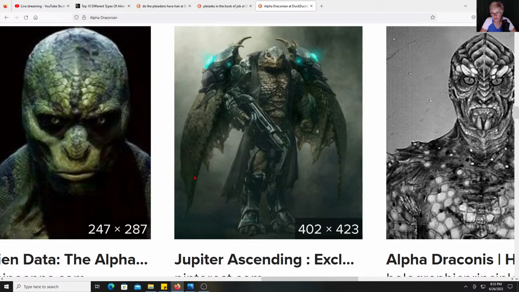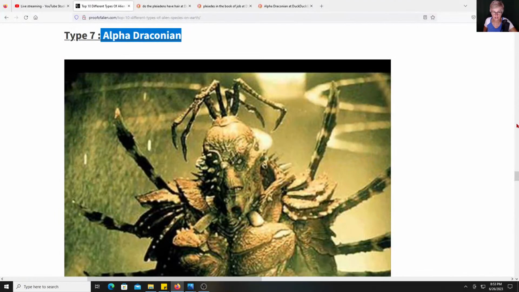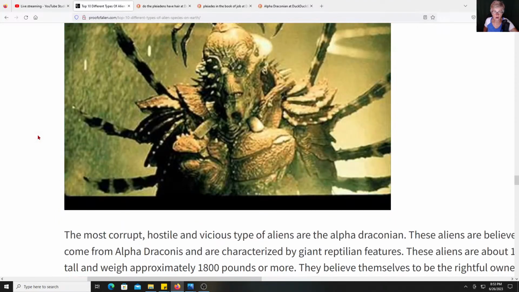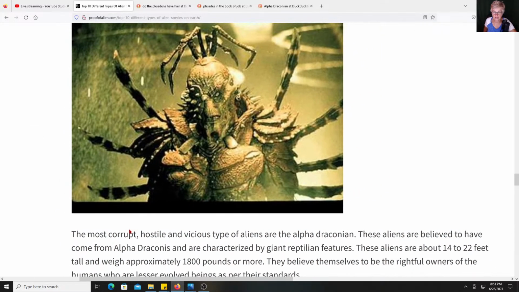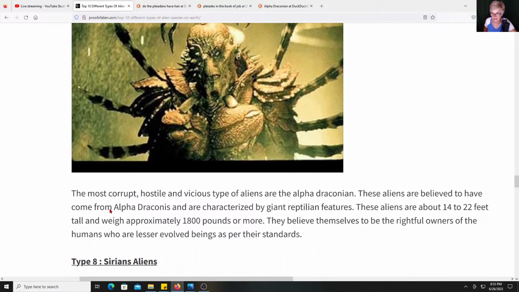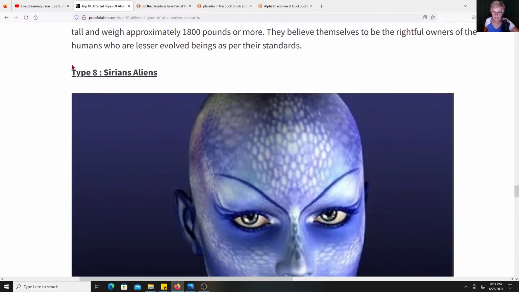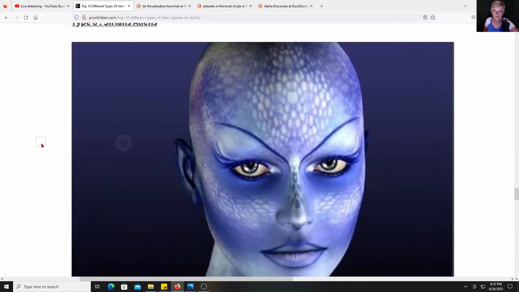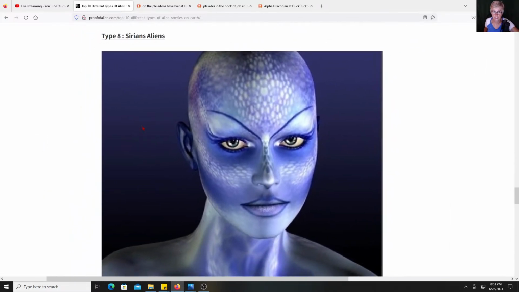And how do they know they look like this? Really, I don't know how they would know. Let me put this back to me. That's the Alpha Draconian. So we've seen what it said. They are the most corrupt and hostile of all species. Right there. Now we're going to the Syrians, the type 8. Now we got some more pleasant facial expressions.